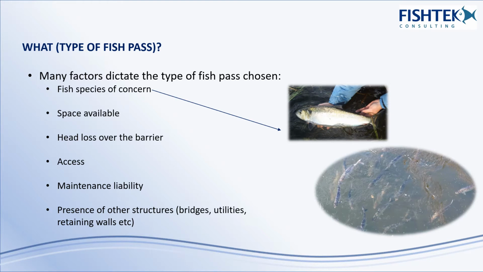And then there are other factors that help decide the type of fish pass, so the space available, the head loss of the barrier, the access for construction and maintenance, the maintenance liability for the fish pass you're going to build, and the presence of other structures like bridges, retaining walls, and utilities like sewage pipelines.